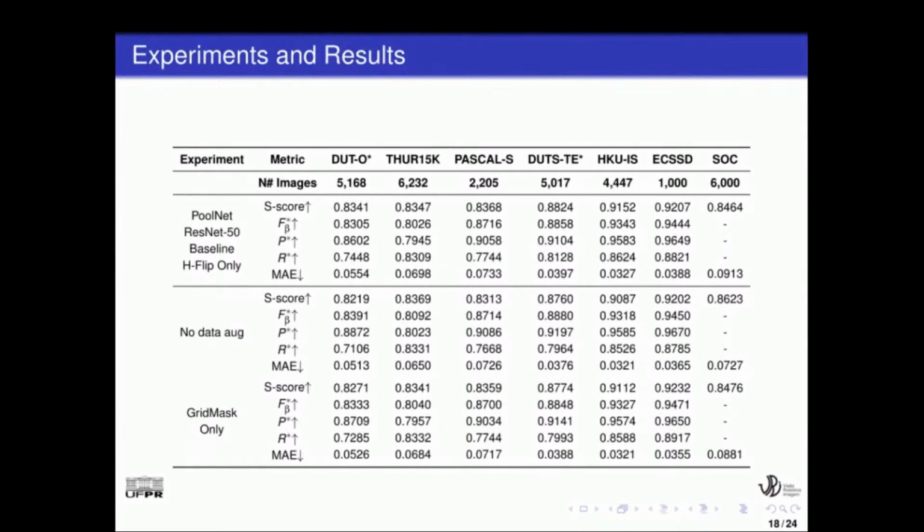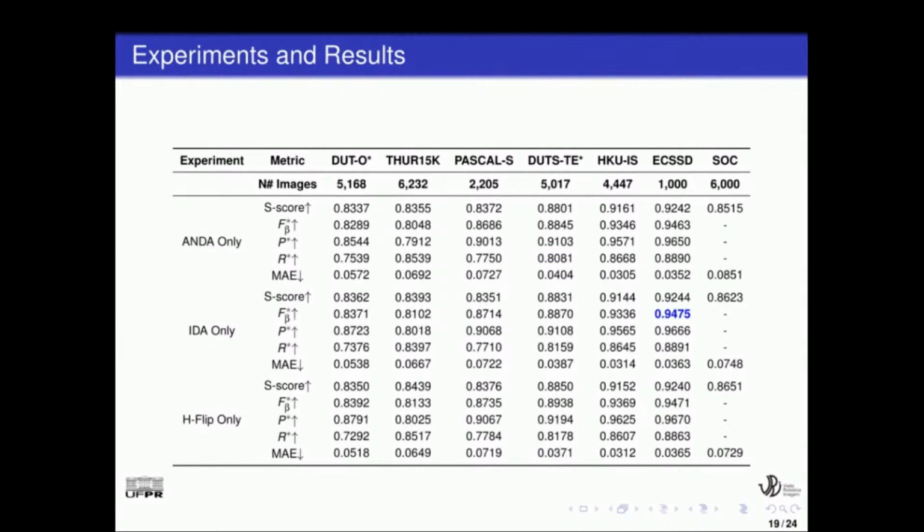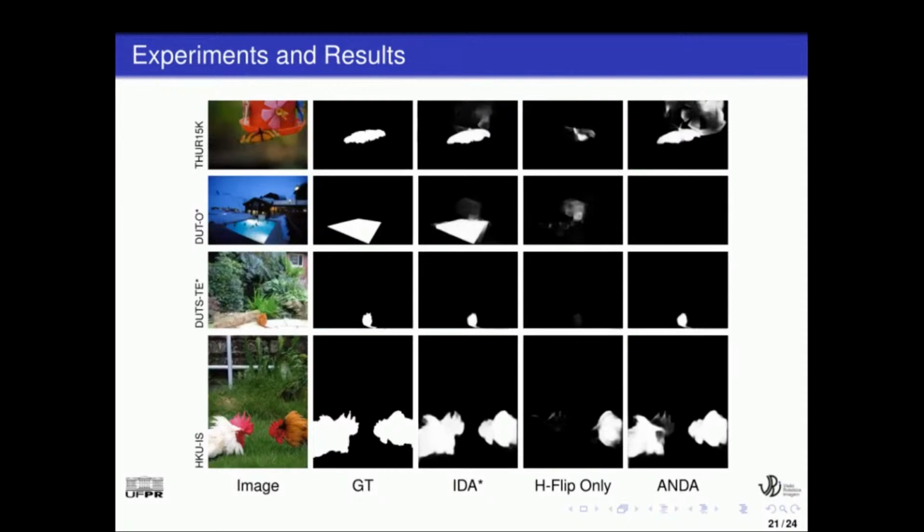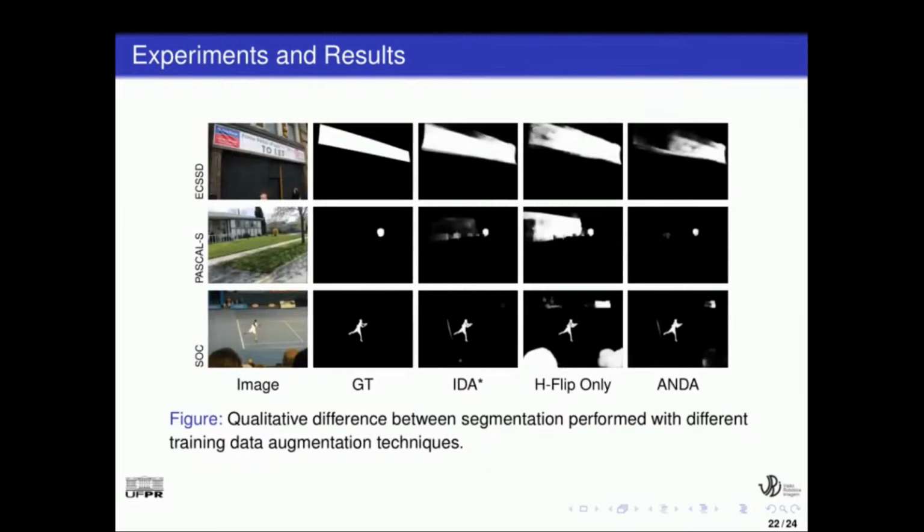Here's some additional results obtained. Here are some of the qualitative results obtained. On each row, there's an image of a different testing data set.